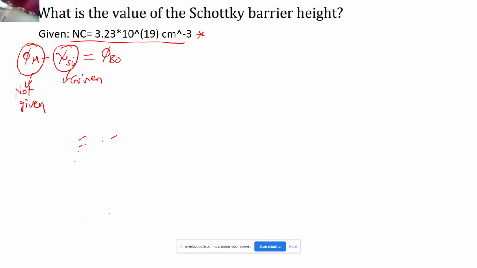So unfortunately, I cannot use this formula. So what should I use? What do I have with me? Yeah, exactly. Correct. So the Schottky barrier height can be calculated from this expression, VBI plus EC minus EF. Now we have to find the value of this EC minus EF, right?